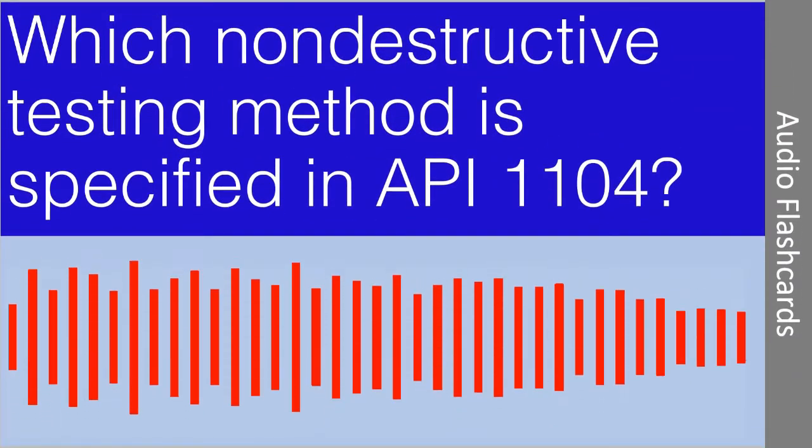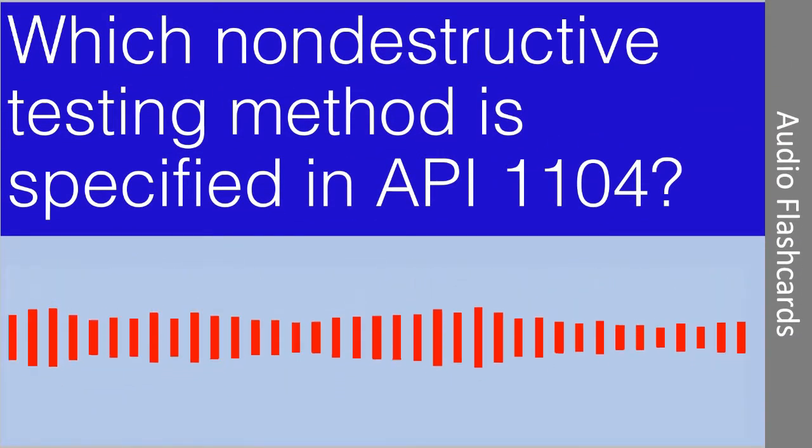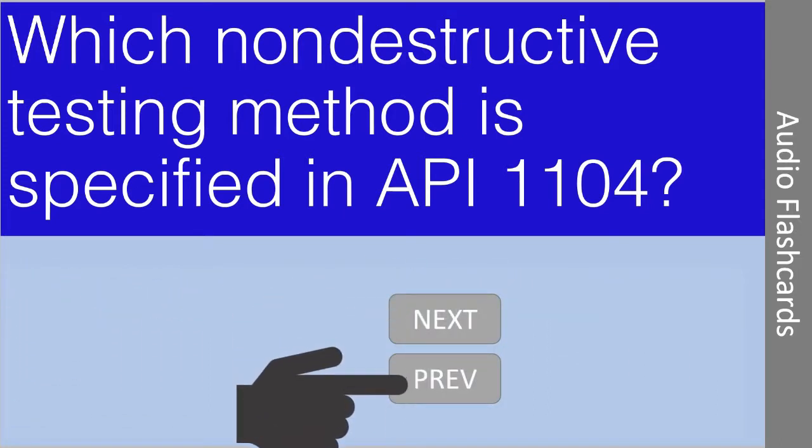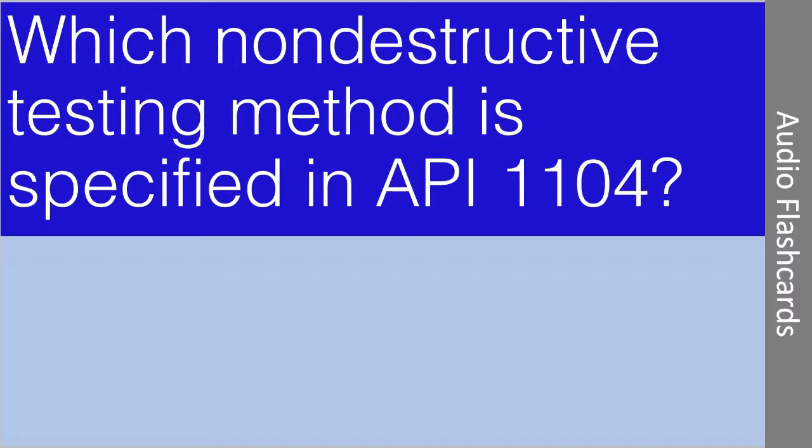You always have the option to listen to the narration on your device's audio, and if you can't listen to them, you can always manually scroll through the questions. So this question is, which non-destructive testing method is specified in the API 1104? And that would be radiographic examination.